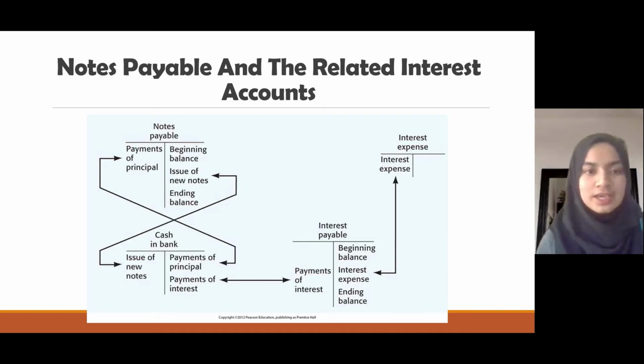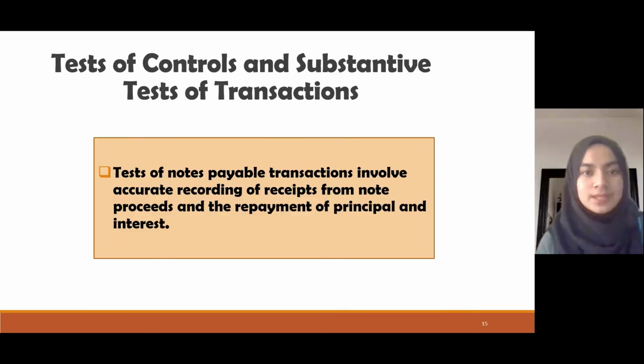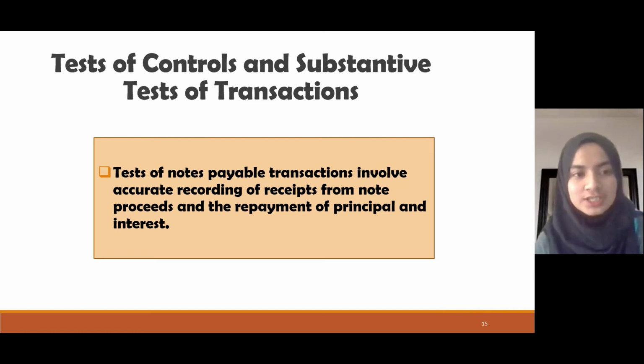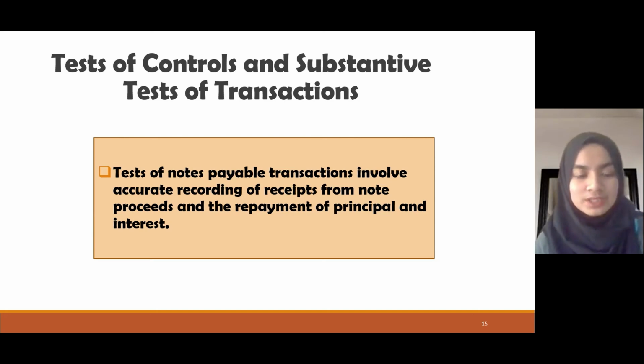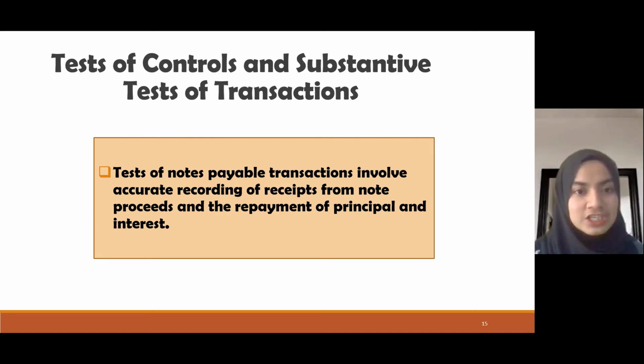pay the expenses. Next, the test of control and substantive test of transactions is to test the notes payable transactions that involve accurate recording of receipts from the notes process and the repayment of principal and interest. Audit test, also known as audit procedure, is a part of the test of control and substantive test of the transactions for cash receipt and cash disbursement. Usually, the issue is not on the accuracy because the amount of the principal and interest is fixed. That's why there is less issue on the accuracy part.